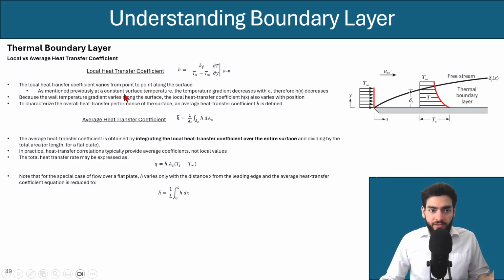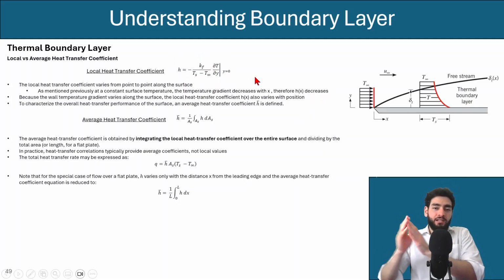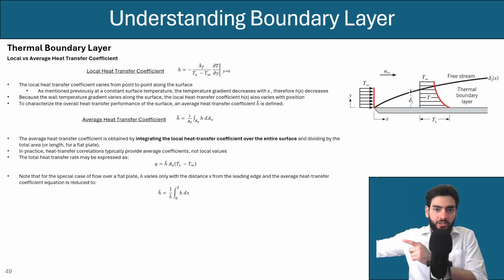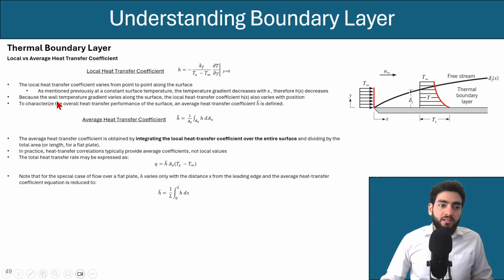And as mentioned previously, at a constant surface temperature, the temperature gradient decreases with x. Therefore, the local heat transfer coefficient is expected to continue decreasing until flow regime change occurs. Because the wall temperature gradient varies along the surface, the local heat transfer coefficient also varies with position.